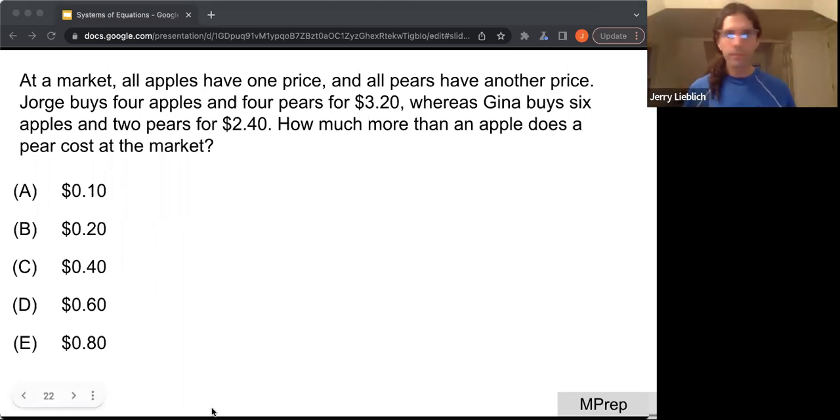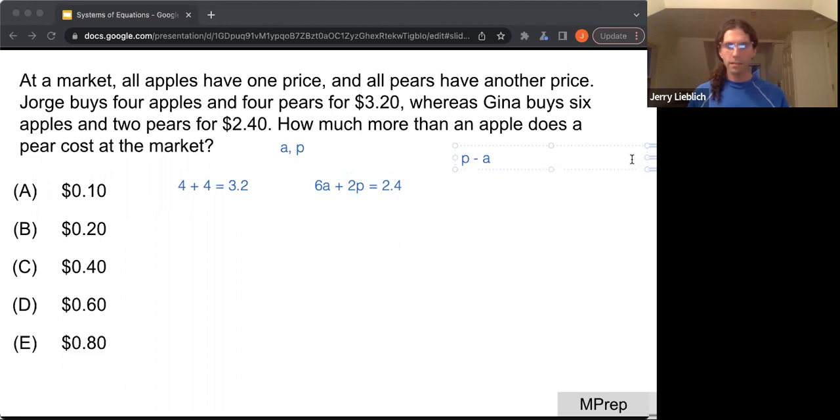All right. So we've got apples and we've got pears. Jorge buys 4 apples and 4 pears for $3.20. Gina buys 6 apples and 2 pears for $2.40. Now pay attention to what we're looking for. How much more than an apple does a pear cost at market? So we're looking for the difference in price. And this is pretty important, as we're going to see. Oops, I forgot to put in the variables here.